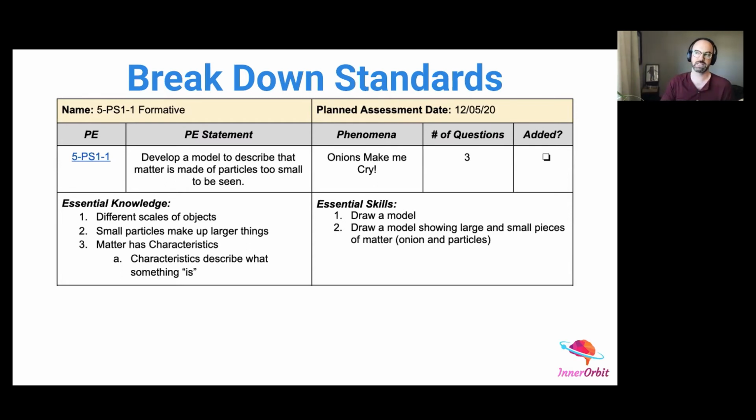the particles within that. This is a really, really abstract thing, even if students understand the concept that there are smaller parts within larger things. Being able to represent that is tough.